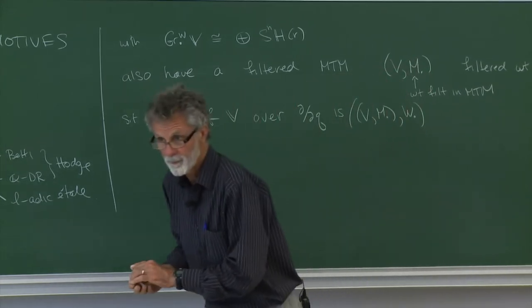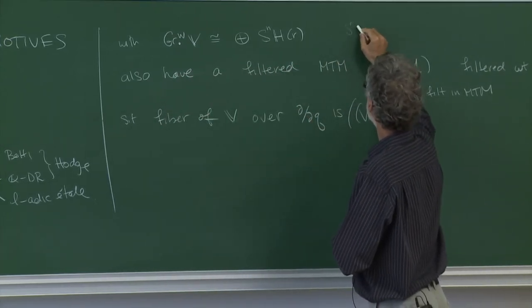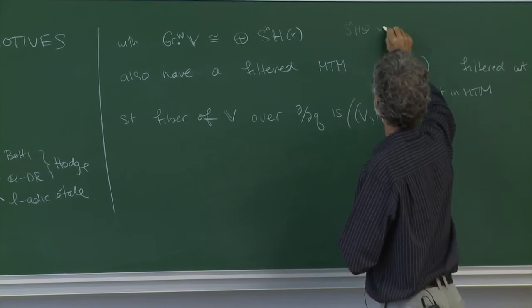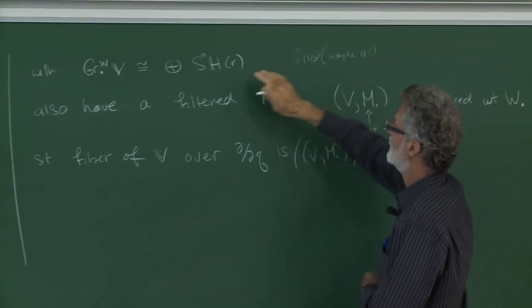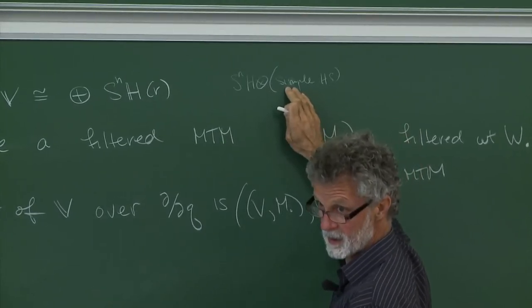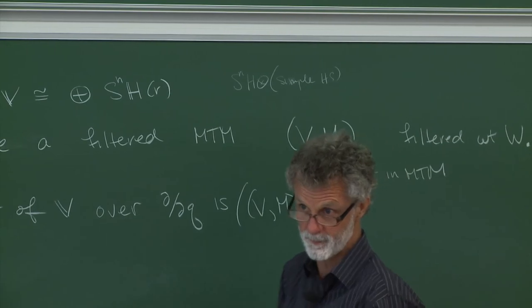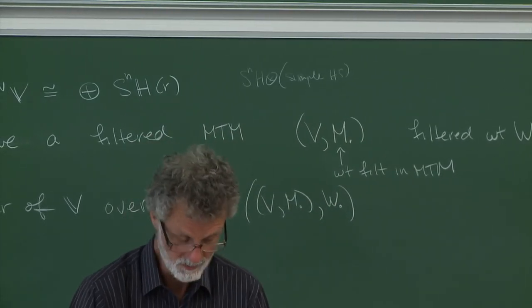And I want to stress, note that we're not allowing things like S^n H tensored with some simple Hodge structure that's not a Q of R. This is a different category. It's going to have a different Tannakian fundamental group. And I'll try to explain that later. I mean, this was a bit of a surprise to me.